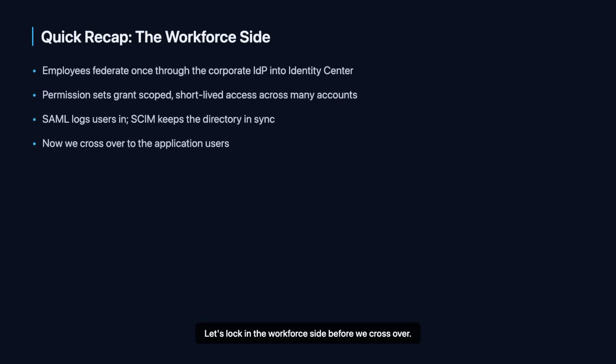Let's lock in the workforce side before we cross over. Employees federate once through the corporate provider into Identity Center. Permission sets then grant them scoped, short-lived access across many accounts. SAML logs them in, and SCIM keeps the directory in sync, or you connect Active Directory directly and skip both. That's the whole workforce story. Now let's walk across the lobby to the customer sign-in desk.